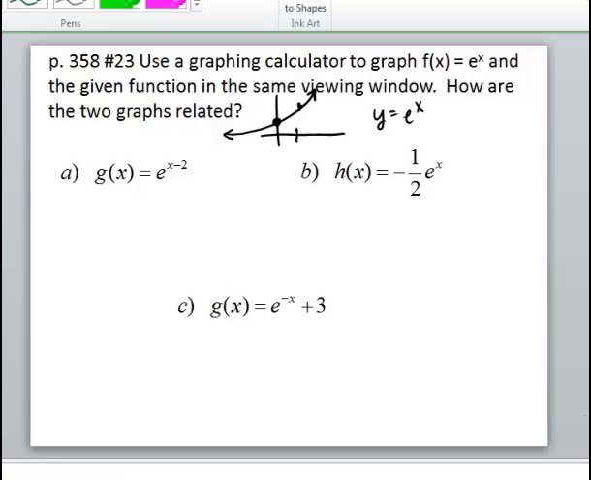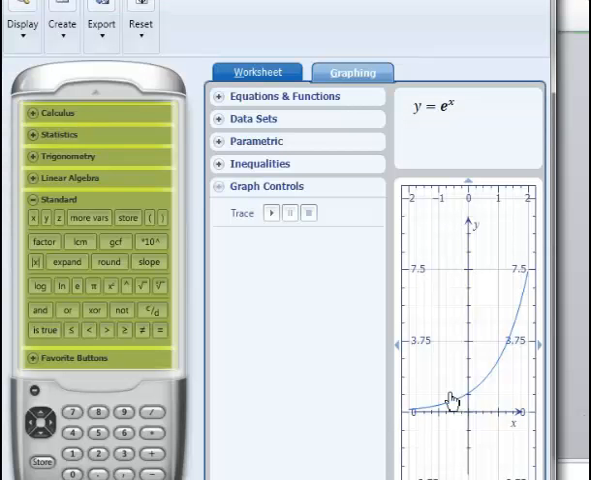Alright, I have gone ahead and typed it into the graphing calculator so you could see what it looks like. Notice it passes through 0, 1, and it is climbing up, and it's never going to cross over this x-axis.